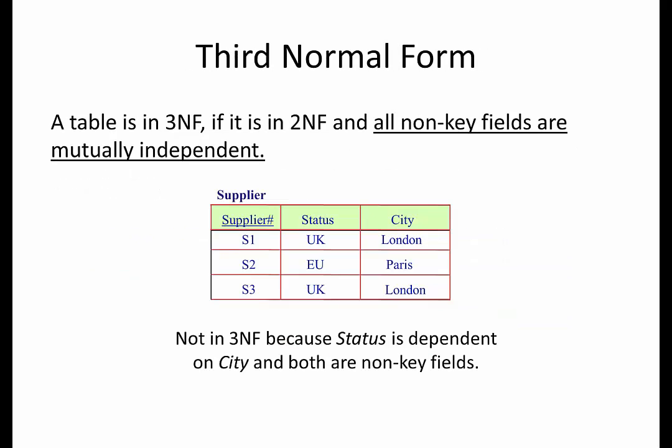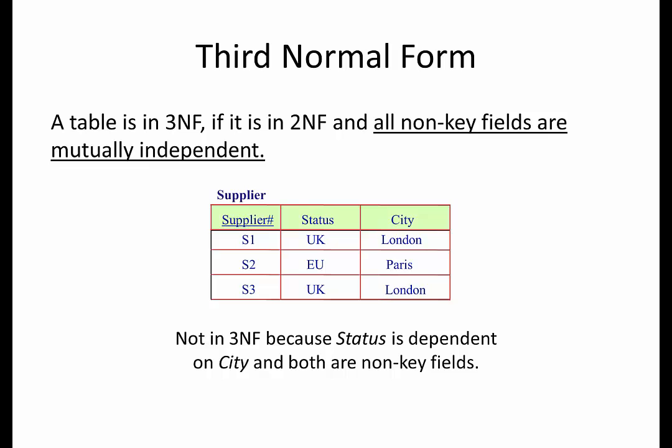It's quite easy in theory. This practice is a little more complicated, though. Third normal form. So a table has to be in second normal form before it can be in third normal form, and all the non-key fields are mutually independent of each other. They must be mutually independent of each other. So they must be dependent on the supplier ID, but independent of each other.